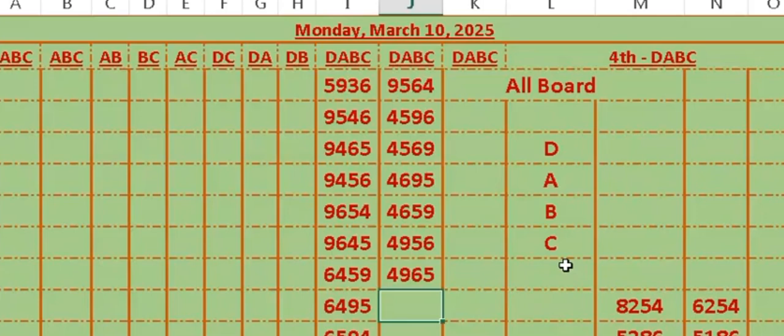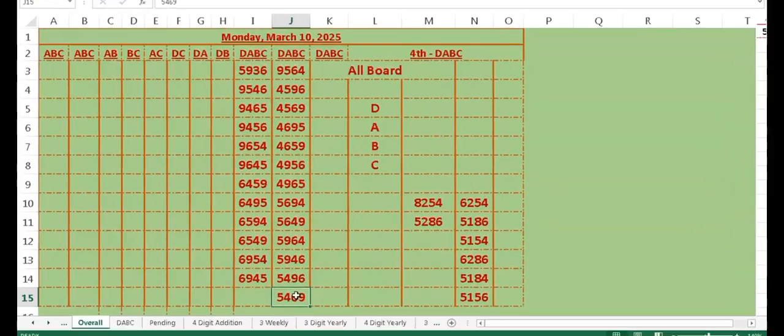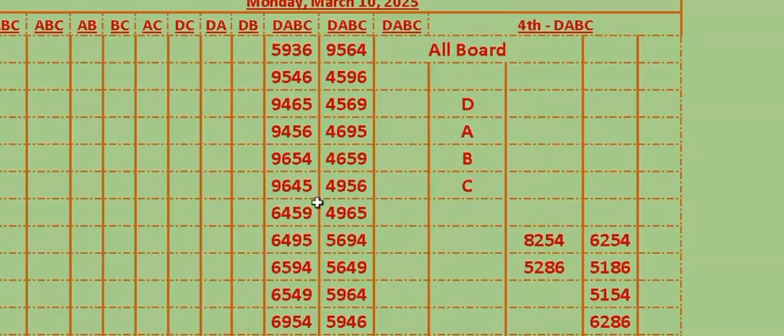Then, if you like any of them, you can pick up a three-digit board along with it, add one figure to it, and go for the three-digit board. I leave that discretion upon you. I don't want to confuse you with too many figures.